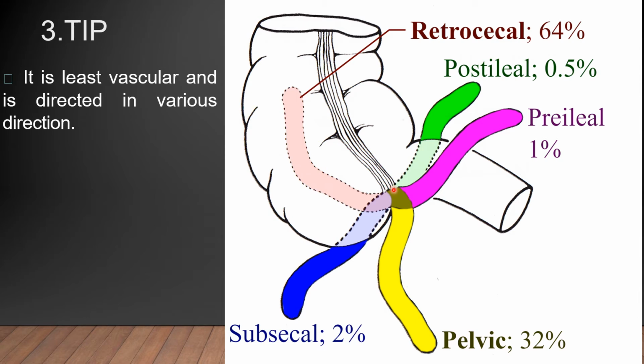Then, based on the direction of tip of appendix, there are 5 types. Subcecal, below the cecum; pelvic, towards the pelvic cavity; pre-ileal, in front of the ileum; post-ileal, behind the ileum; and retrocecal, behind the cecum. Retrocecal type of appendix accounts for 64%, which is the most common type.